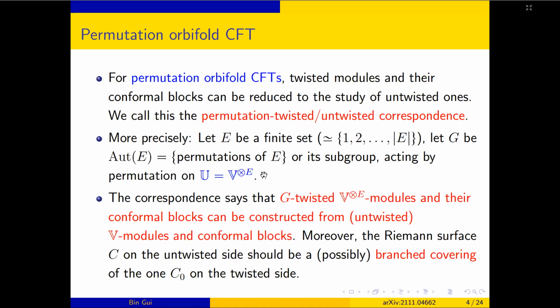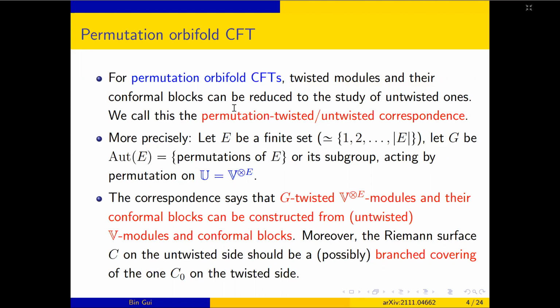So this is nothing special. And here the automorphism group I'm thinking about is just the permutations. You can take G to be the full permutation group of this finite set. You can also take it to be a subgroup of this permutation group, or the automorphism group. Then this group acts on the VOA U by permutation, by permuting each tensor component. So you can define this group action in a very obvious way. And I'm interested.